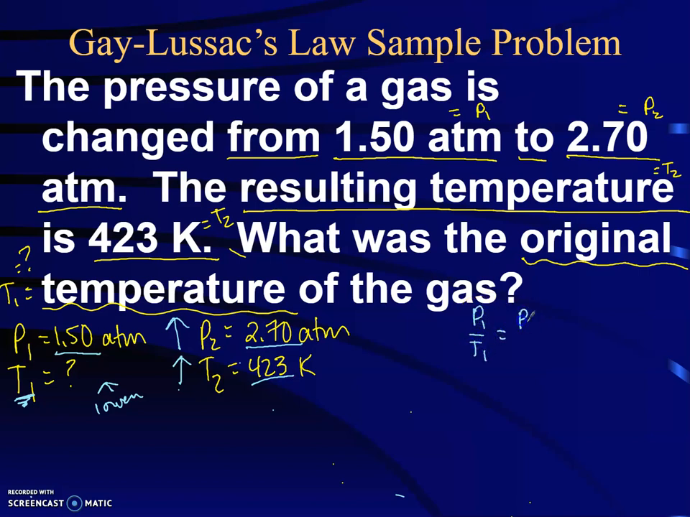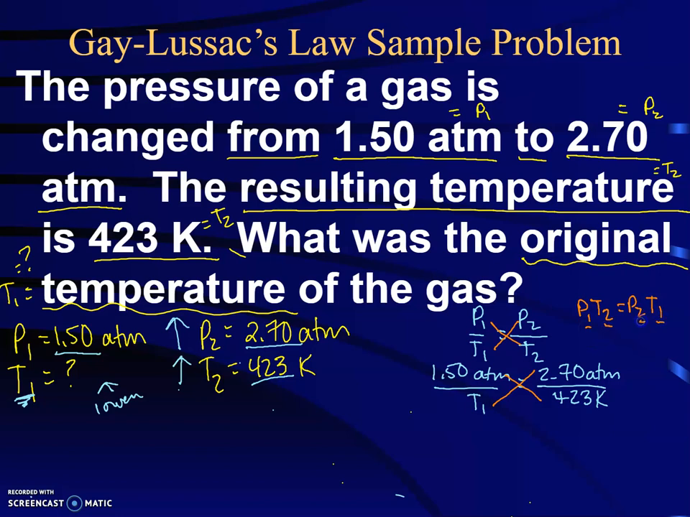P1 over T1 equals P2 over T2. And we're going to plug this in. Okay, 1.50 atmospheres over T1 equals 2.70 atmospheres over, let's write this correctly, 423 Kelvin. Okay, so again, how do we isolate something that is in the denominator of a fraction? You can cross multiply and divide. That's why some people like to plug the values into the variables when they're already cross multiplied. So that's P1 times T2 equals P2 times T1. But be very careful. You don't want to fall into the trap of the ones and twos because this is not going to be the same relationship as your Boyle's law.